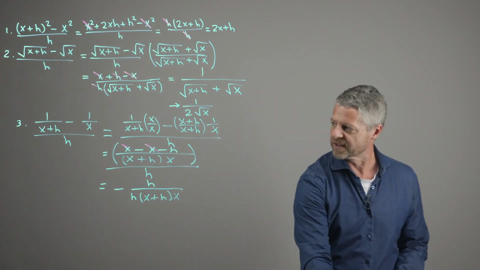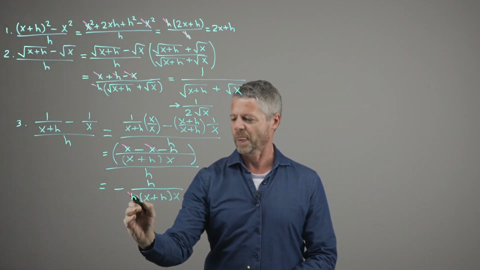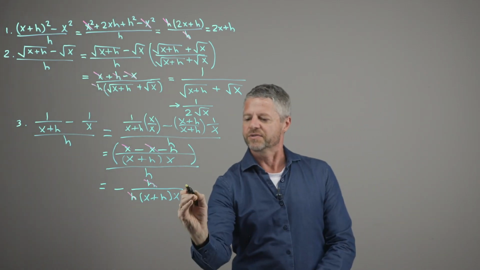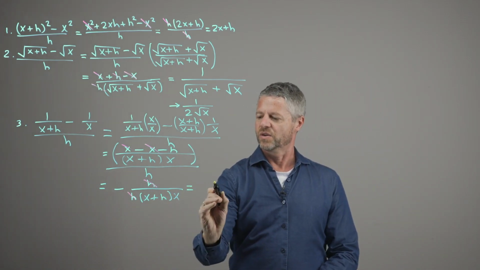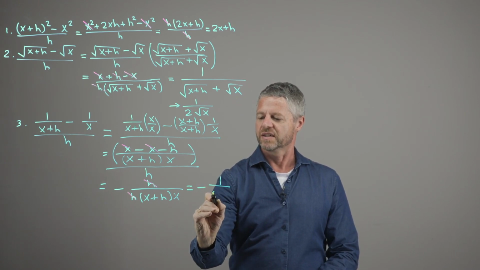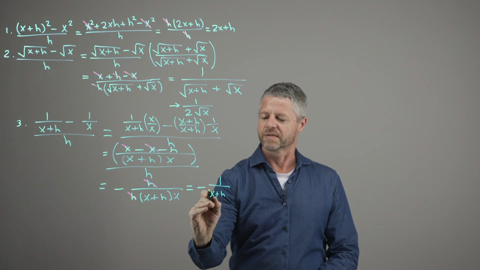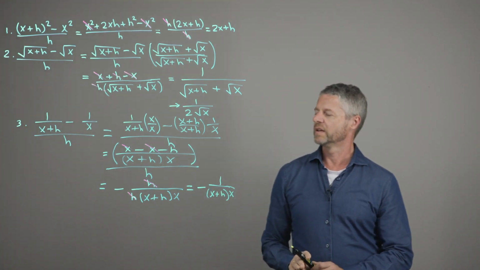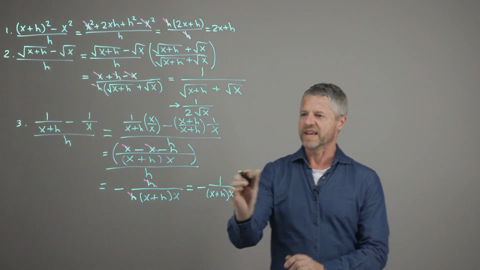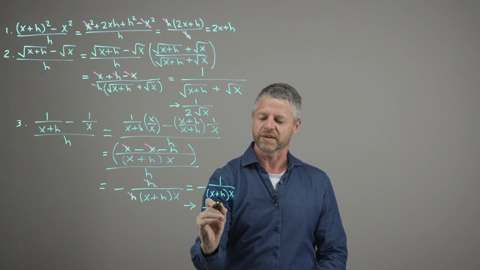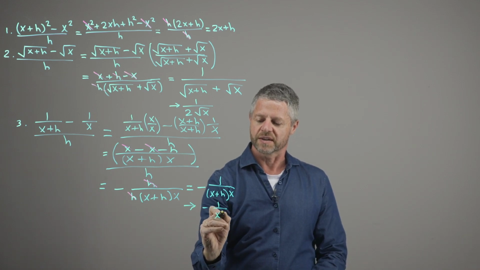and now I can cancel the h's, and I'm left with minus 1 over x plus h times x. And that, as h goes towards 0, will become minus 1 over x squared.